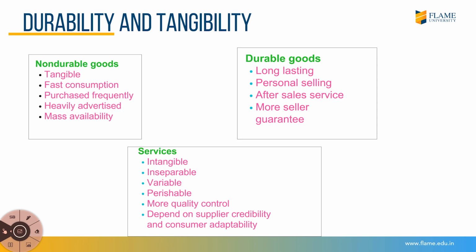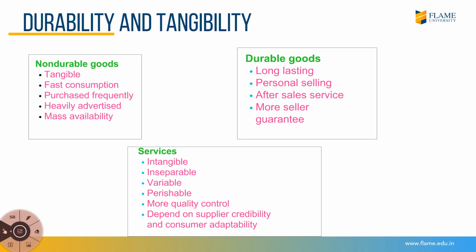It is very fast consumed. It is purchased frequently and it is heavily advertised. For example, toothpaste is a classic example of a non-durable good. You use it every day, it perishes once in 15 days or a month, and you have to purchase it every time. Salt, groceries, these come under non-durable goods.